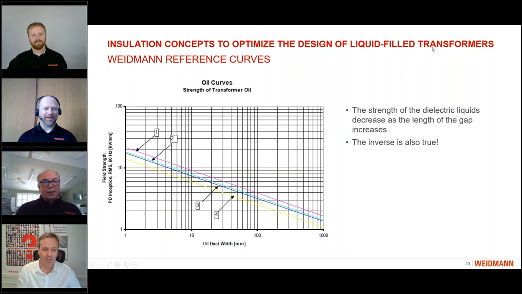The 1, 2, 3, and 4 refer to the four different Weidmann reference curves for oil gaps. You're looking at insulated, degassed oil, technically clean oil on an insulated surface. You're looking at not uninsulated, degassed oil. You're then looking at insulated, gas saturated, i.e. in operation for many years without processing, and then uninsulated, gas saturated oils. So bare electrodes would be defined as uninsulated to a degree. So I hope that answers the question.